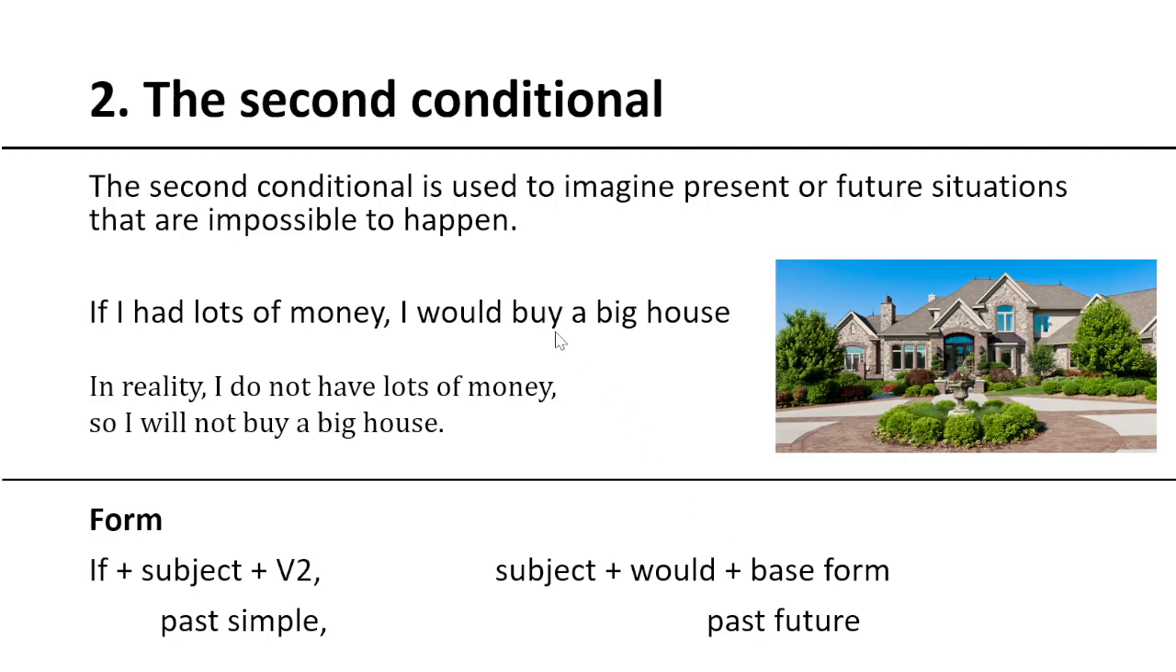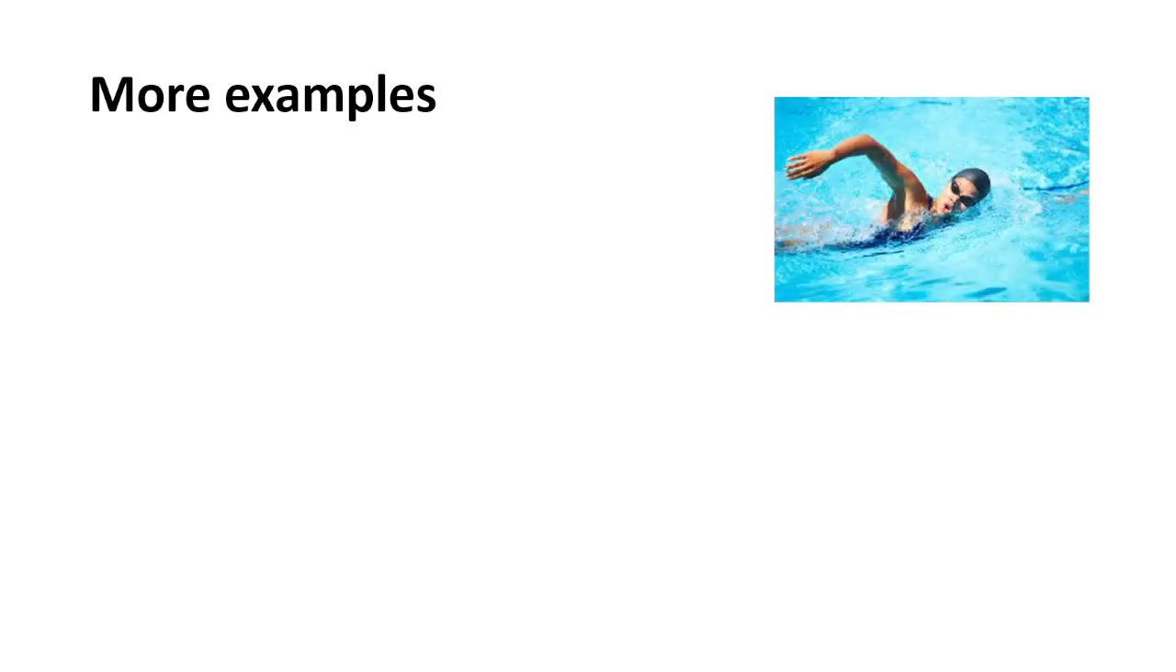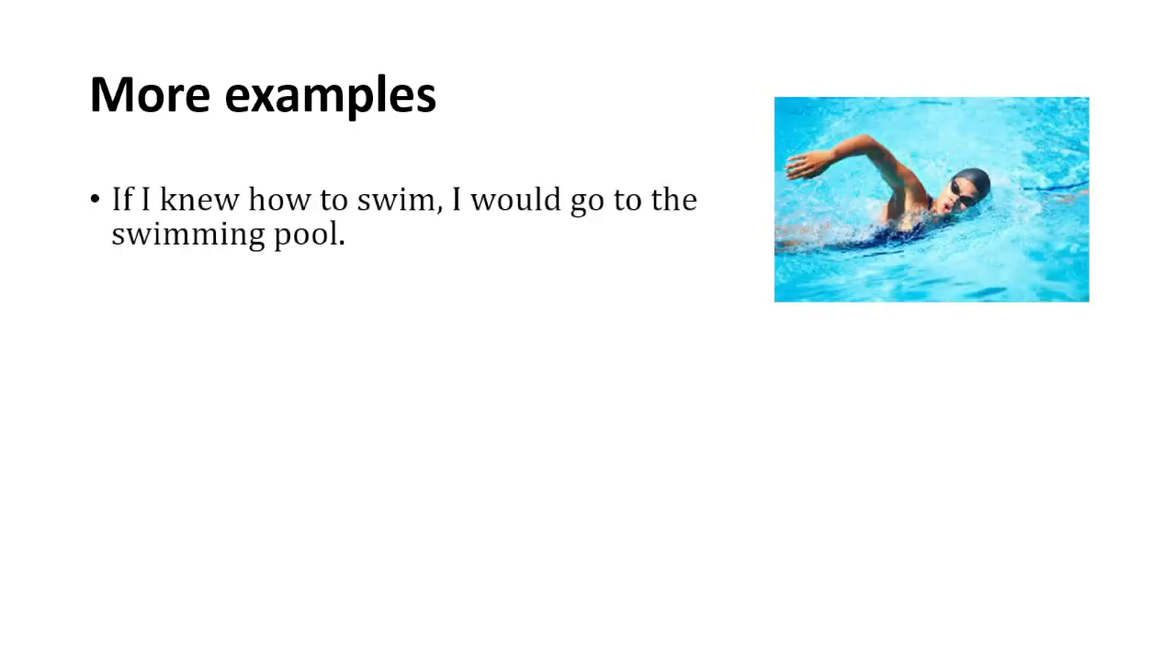All right. Let's look at more examples of second conditional sentences. If I knew how to swim, I would go to the swimming pool. So in the if clause here we use past, knew, and then would plus base form, would go. What does this mean? I don't know how to swim, right? I don't know how to swim, so I will not go to the swimming pool.